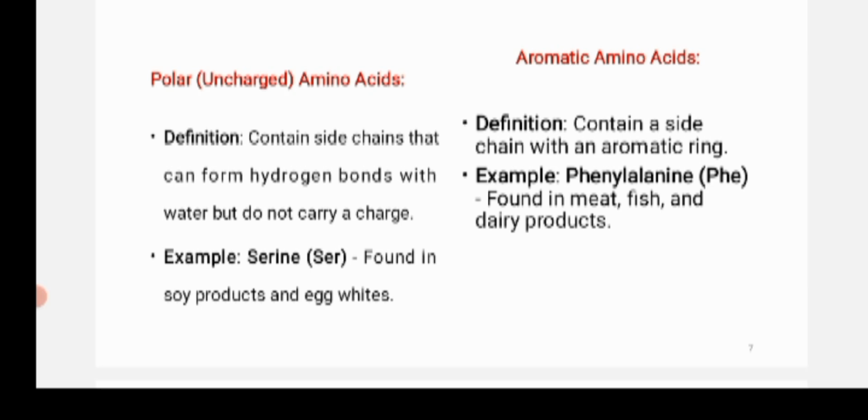What is an aromatic amino acid? An aromatic amino acid contains a side chain with an aromatic ring, like a benzene ring. The example is phenylalanine. The short name is PHE. It is found in meat, fish and dairy products. So the first one is the non-polar amino acid, the second one is the polar amino acid, and the third one is the aromatic amino acid.